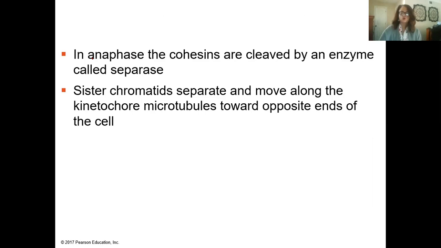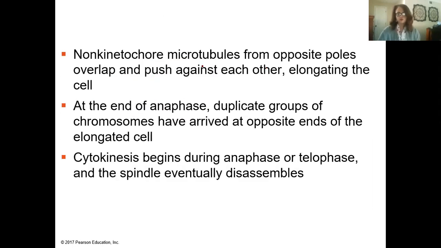In anaphase, when the chromosomes are separated, the cohesins are cleaved by an enzyme called separase, to separate the sister chromatids. The sister chromatids separate and move along the kinetochore microtubules toward opposite ends of the cell. Non-kinetochore microtubules from opposite poles overlap and push against each other to elongate the cell. At the end of anaphase, the duplicate groups of chromosomes have arrived at opposite ends of the elongated cell. Cytokinesis begins during anaphase or telophase, and the spindle eventually disassembles.